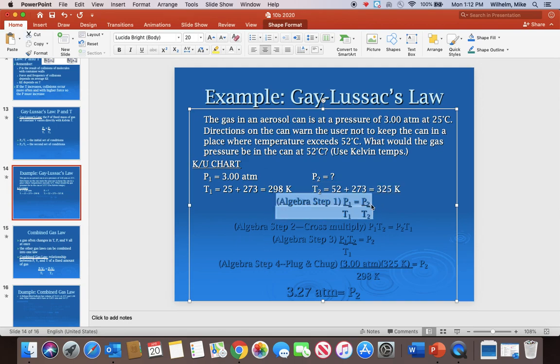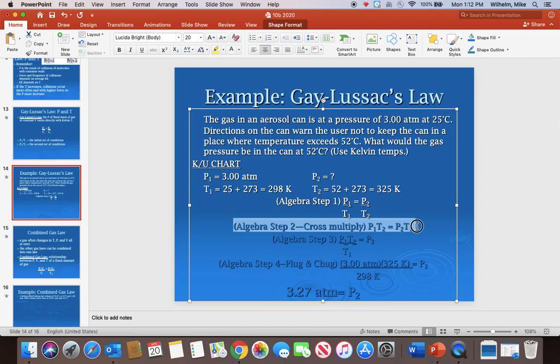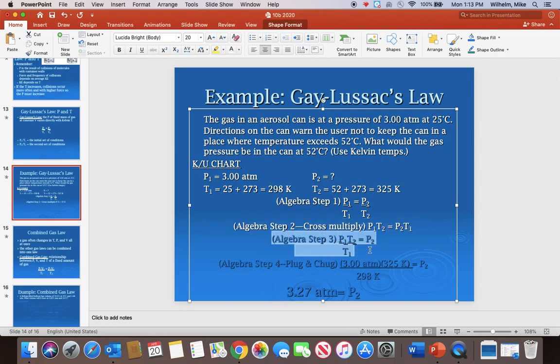Step 1, I am going to write down Gay-Lussac's law. Step 2, I'm going to cross multiply to get rid of the fractions, the proportional fractions. So P1 times T2, cross multiply, equals P2 times T1, cross multiply. Step 3, get my unknown by itself by dividing by T1. So there we go. P1 times T2 over T1 equals P2.